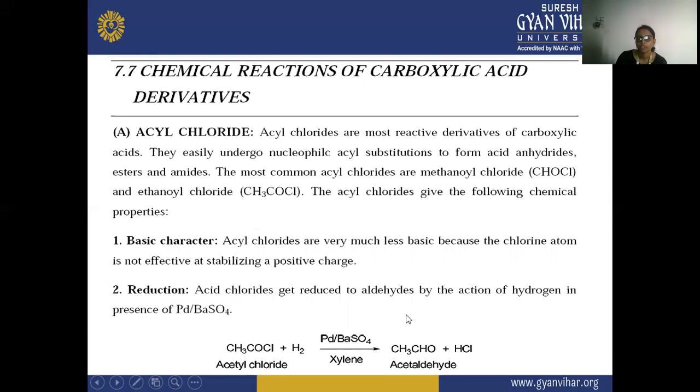Next is the chemical reactions. In the chemical reactions of carboxylic acid derivatives, firstly, the acyl chlorides are the most reactive derivatives of carboxylic acid, and they easily undergo nucleophilic acyl substitution to form acid anhydride, esters, and amide. The most common acyl chlorides are methanoyl chloride and ethanoyl chloride, and the acyl chloride gives the following chemical properties. Here the acyl chlorides are the most reactive derivatives.